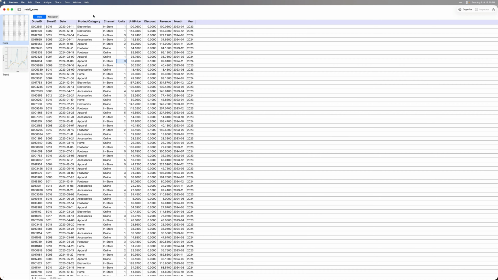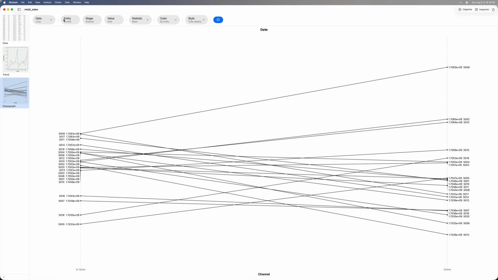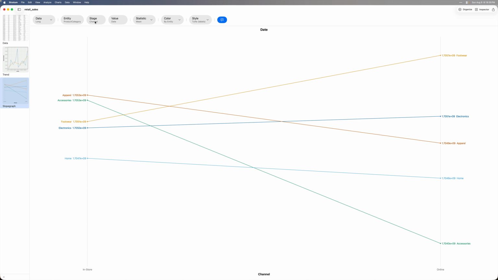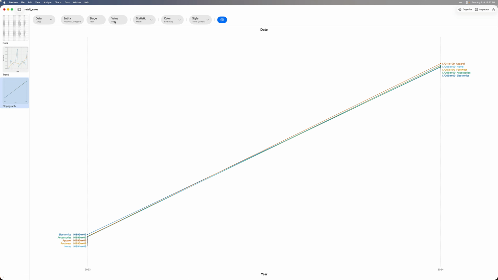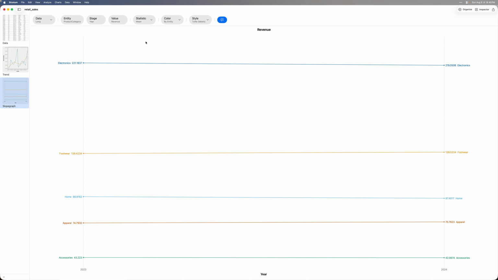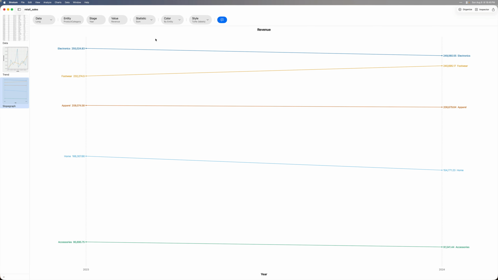Entity is product category, stage is year, value is revenue, summed. Each category becomes a line from 2023 to 2024. Sloping up is growth, down is decline, and where two lines cross, two categories swapped rank. Color by direction, and the winners and losers separate on sight.